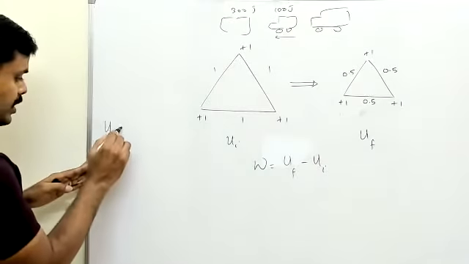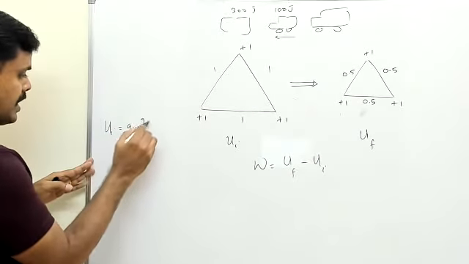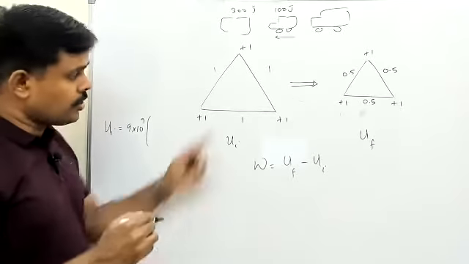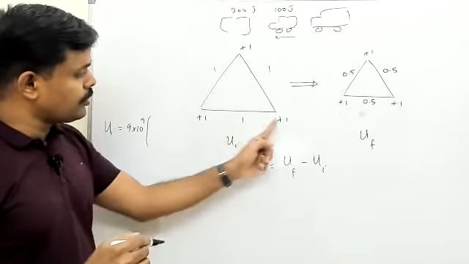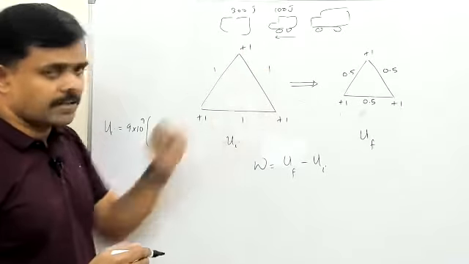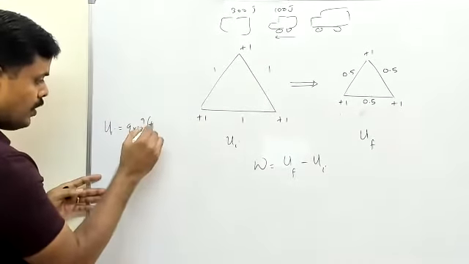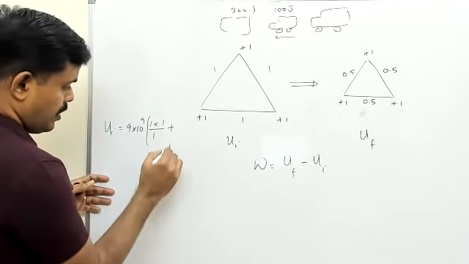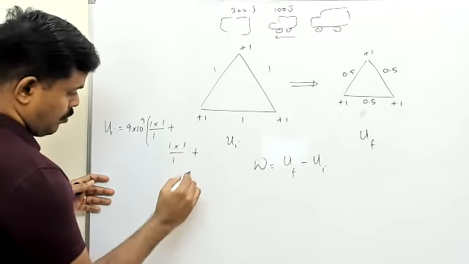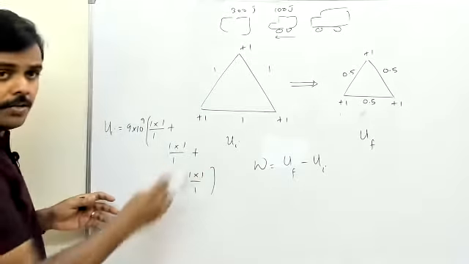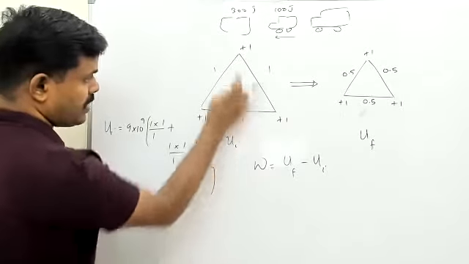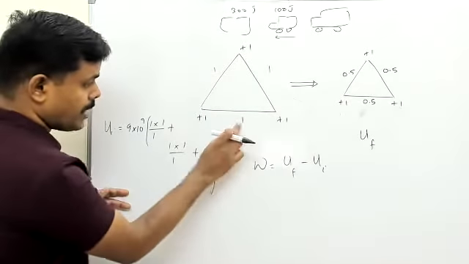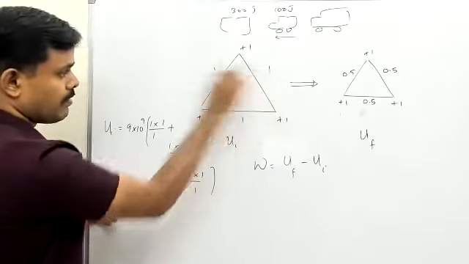What is the initial energy? 1 by 4 pi epsilon 0, which is 9 into 10 raised to 9, times Q1 Q2 by R12 plus Q2 Q3 by R23 plus Q1 Q3 by R13. Let us do it one by one: 1 into 1 by 1 plus 1 into 1 by 1 plus 1 into 1 by 1.